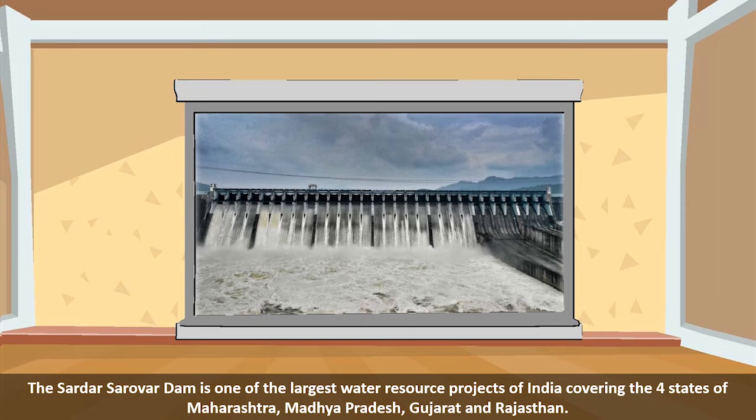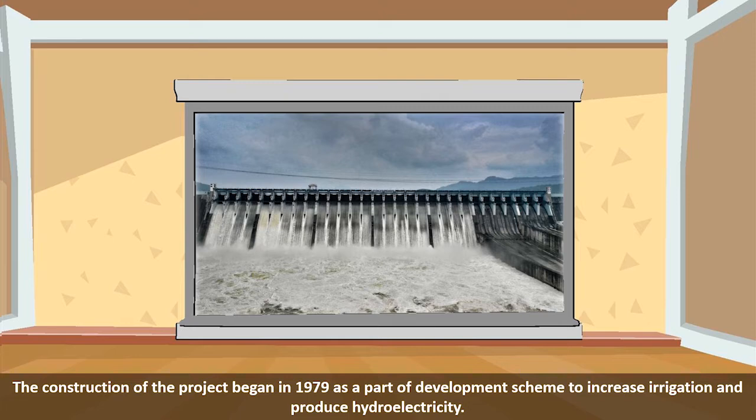The Sardar Sarovar Dam is considered to be one of the largest dams in India. It covers a total of 4 states of Maharashtra, Madhya Pradesh, Gujarat and Rajasthan. This project was built to increase irrigation and generate hydroelectricity. The construction of this project started in 1979. It is built near Navagam, Gujarat. The canal of river Narmada is the largest in the world. Let's read the paragraph and understand the river Narmada in detail.